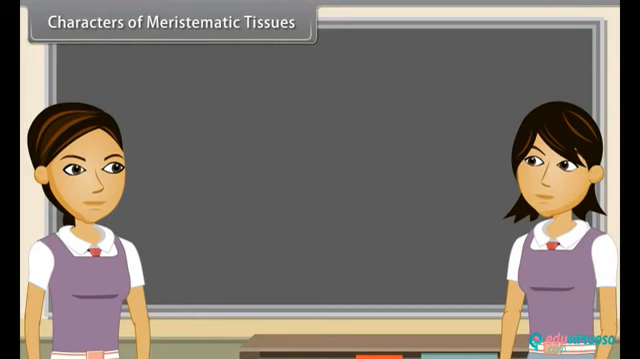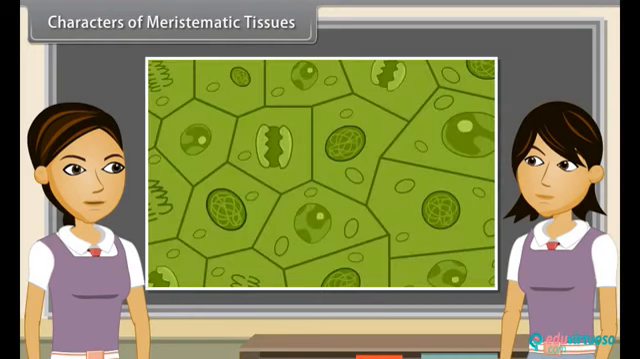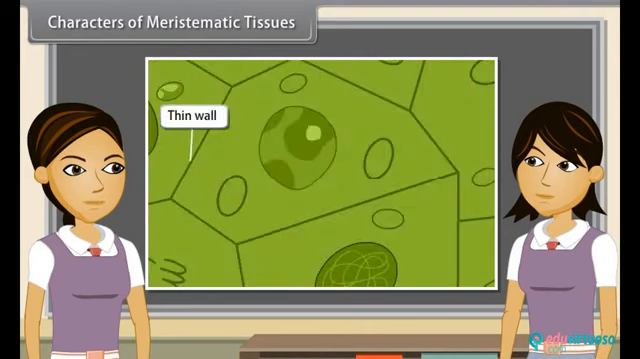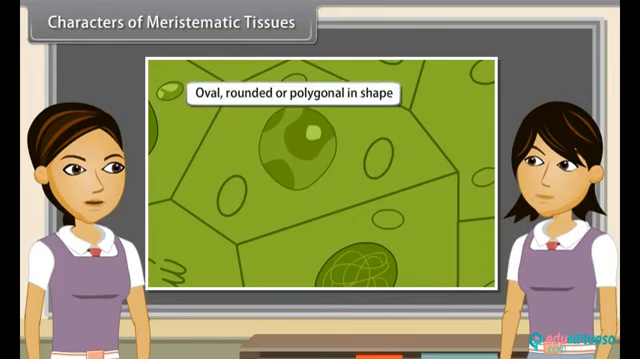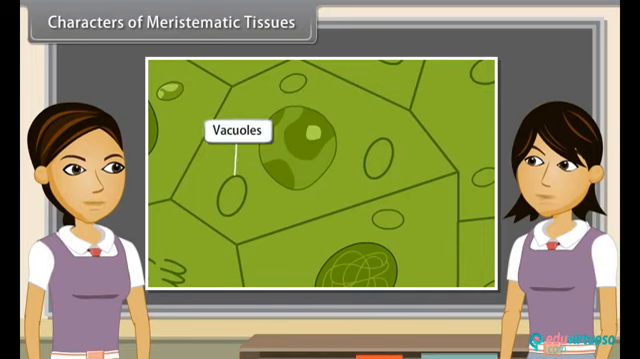Characters of meristematic tissues. Meristematic tissues are very active, thin-walled, isodiametric living cells. Their cell wall is formed of cellulose. They are oval, rounded or polygonal in shape. Their cytoplasm is dense, vacuoles are small-sized, nuclei are prominent. They divide throughout life, so they help in growth.